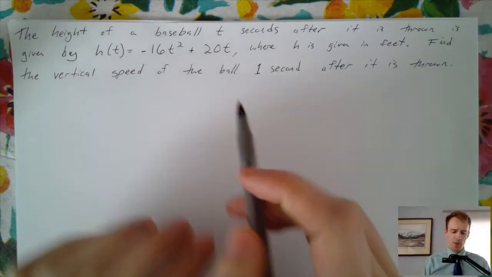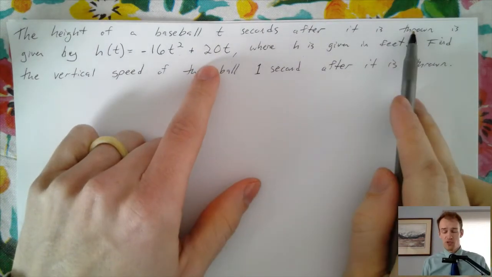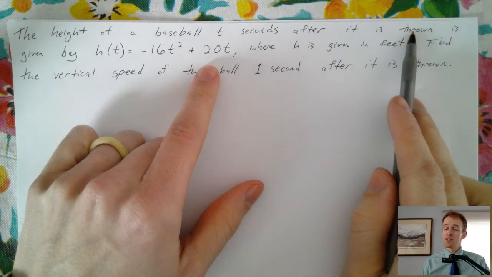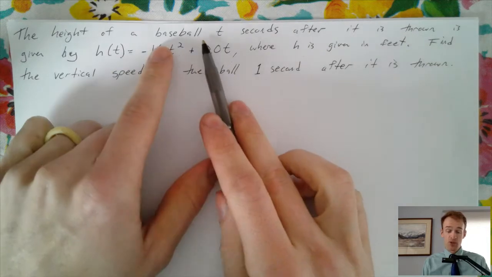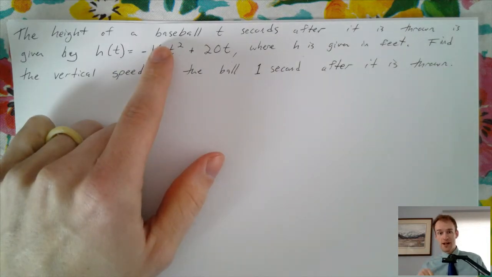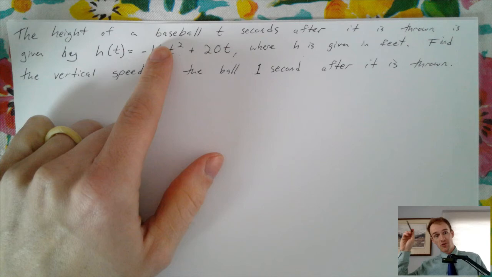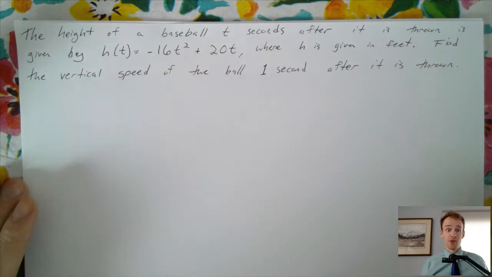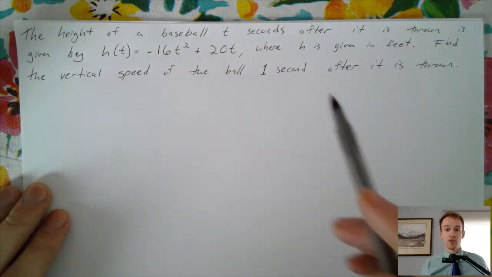The height of a baseball t seconds after it is thrown. So a baseball is thrown. Once upon a time, a baseball was thrown. And the height of that baseball changed with respect to time, right? If you throw a baseball, it usually goes up and then goes down, right? So the vertical height is going to change after you throw it.